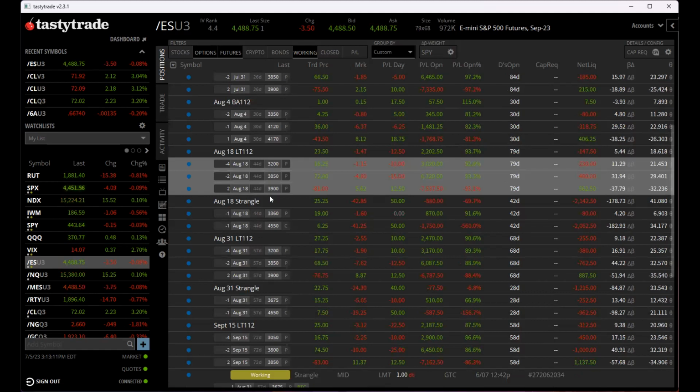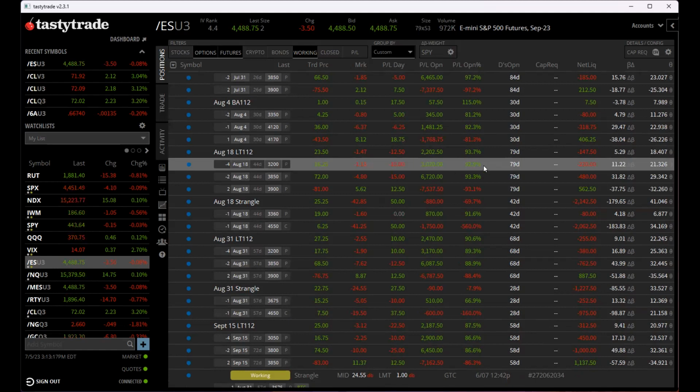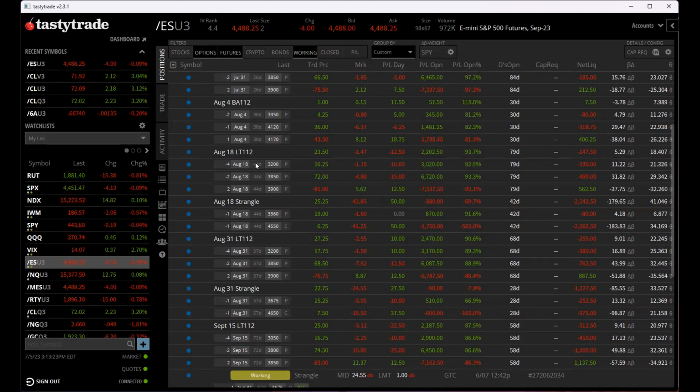All right, here's another LT112. 92% is where I am on the naked puts. Not at my threshold, not taking it off. 93% winner, 44 days to go, nothing to do here.